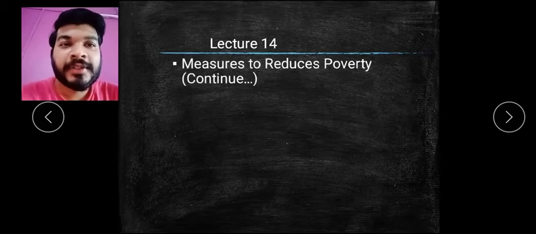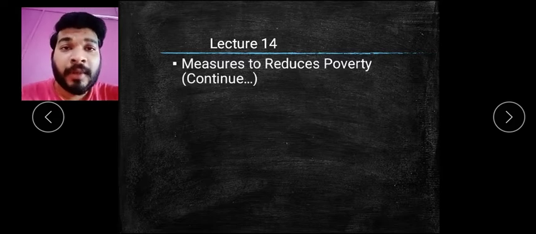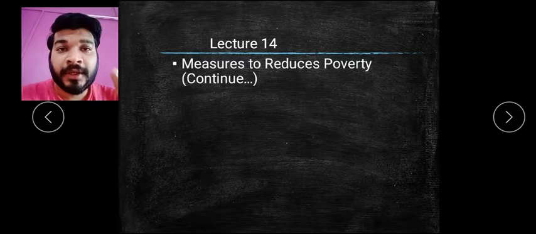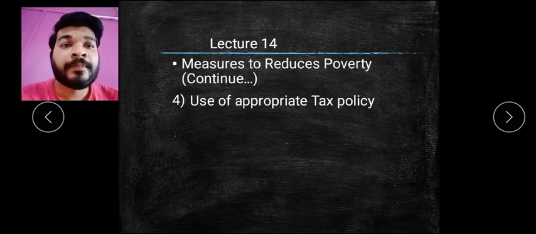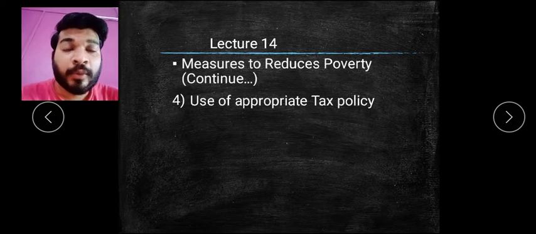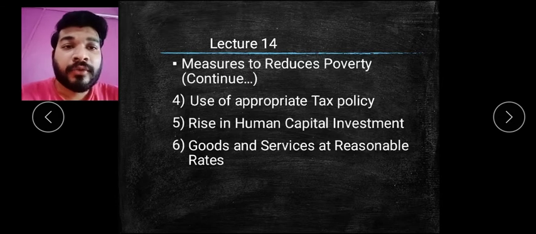We are continuing with the same topic, that is measures to reduce poverty, and this is our 14th lecture. We have already completed the first three topics. Now we are going to cover three more points: use of appropriate tax policy, then rise in human capital investment, and then goods and services at reasonable prices or rates. So these are the three topics which we are going to cover today in our 14th lecture.